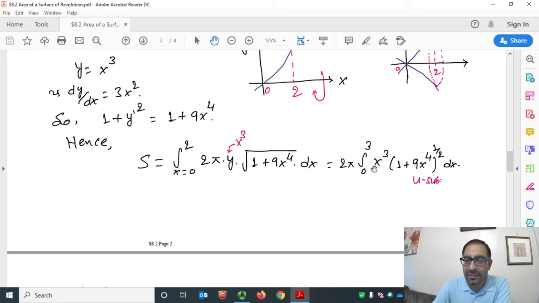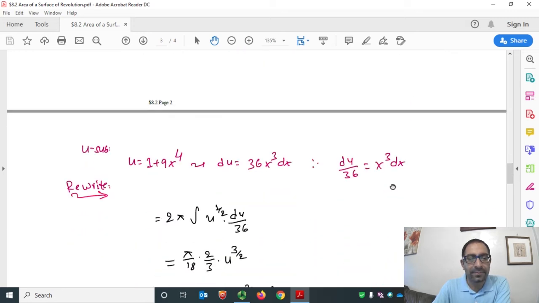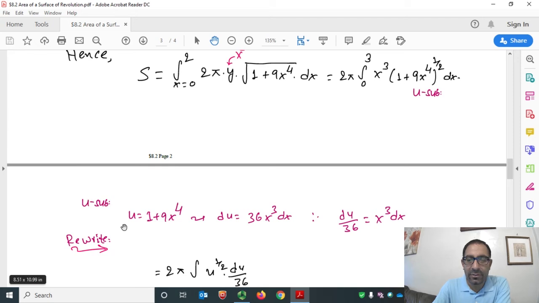Great. And this integral, the x integral, is a good candidate for u substitution. Let's put u equals 1 plus 9x to the power 4. Take the derivatives. So du equals, derivative of 1 is 0, so keep 9 as it is. Derivative of x to the power 4 becomes 4x cubed. So 4 times 9 is 36x cubed dx. And from here, solve for x cubed dx. So divide both sides by 36. Then we have x cubed dx equals du over 36.